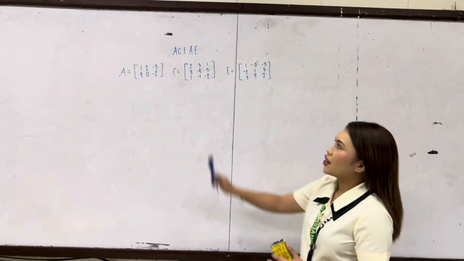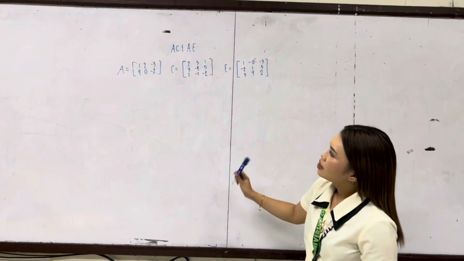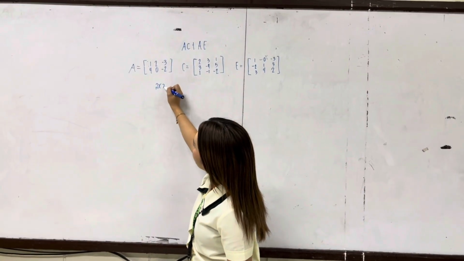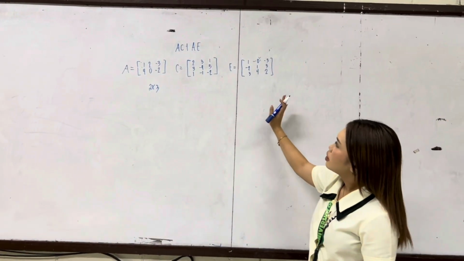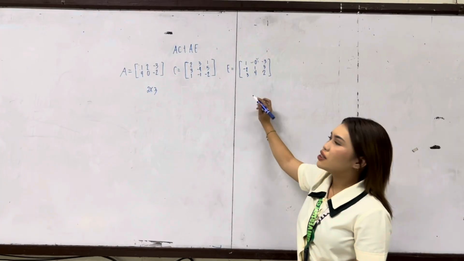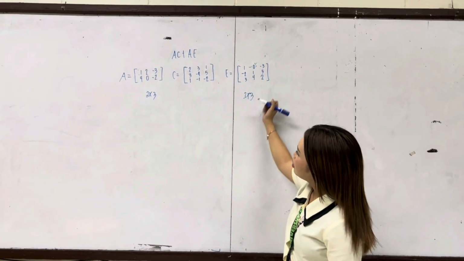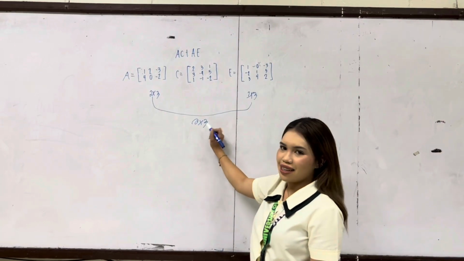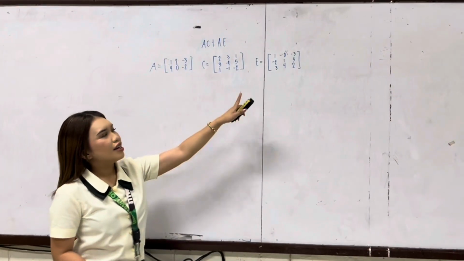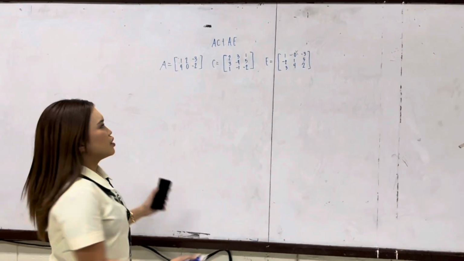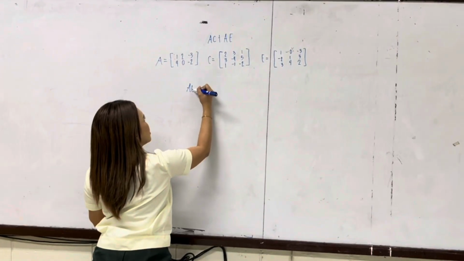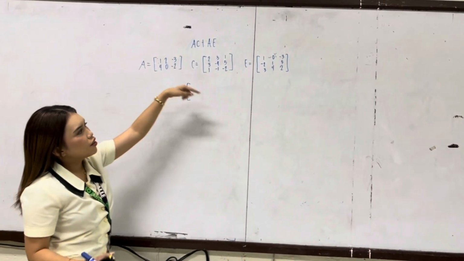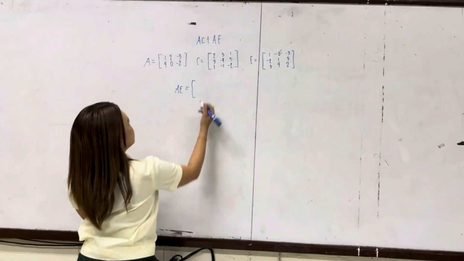Now let's solve for A times E. Matrix A has a dimension of 2 by 3 and matrix E has a dimension of 3 by 3. So their new dimension is 2 by 3. Now let's solve for AE. The process is still the same as the first one. So AE is equal to the first row of A to the first column of E.